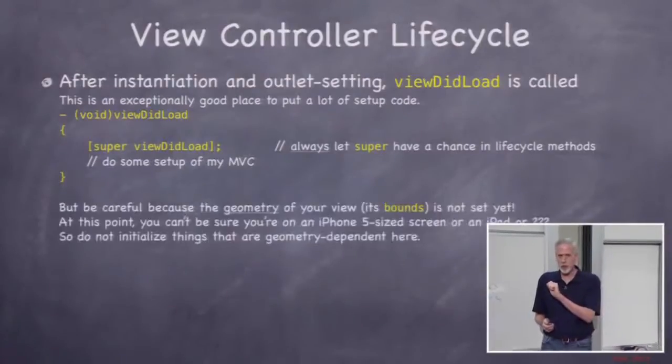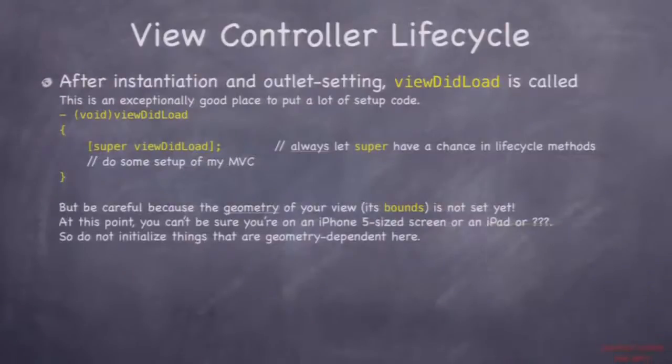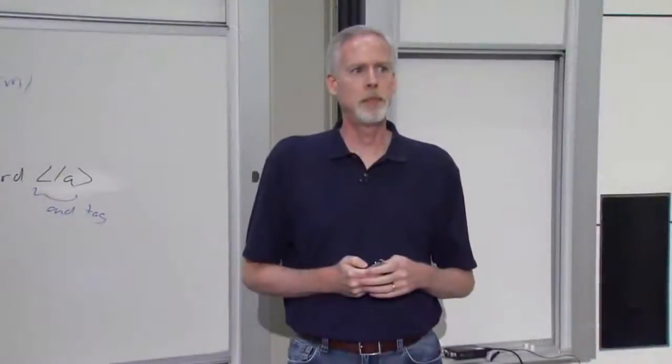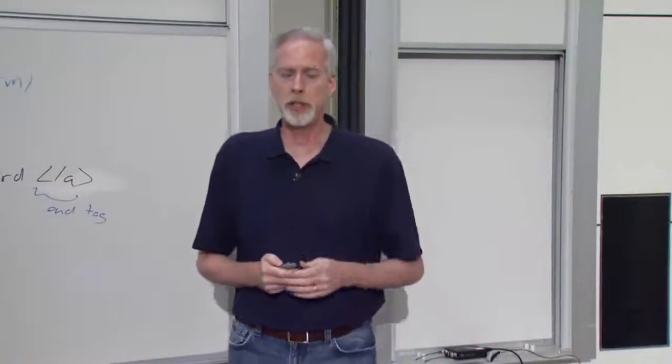However, there are limits to what can go in viewDidLoad, most especially geometry code. At the time viewDidLoad is called, the bounds of your view is not finalized. It's probably just sitting at whatever it was in the storyboard, which may or may not be what's going to happen when it's on screen, because it might be on a different device or a different place, or it might be rotated or something like that. So you do not want to put geometry-related code, in other words, any initialization that has to do with the shape of your view, in viewDidLoad. Okay? That's a major restriction of viewDidLoad.